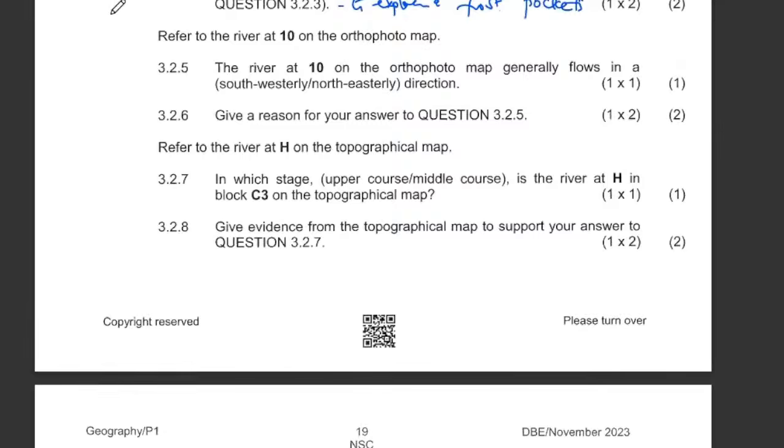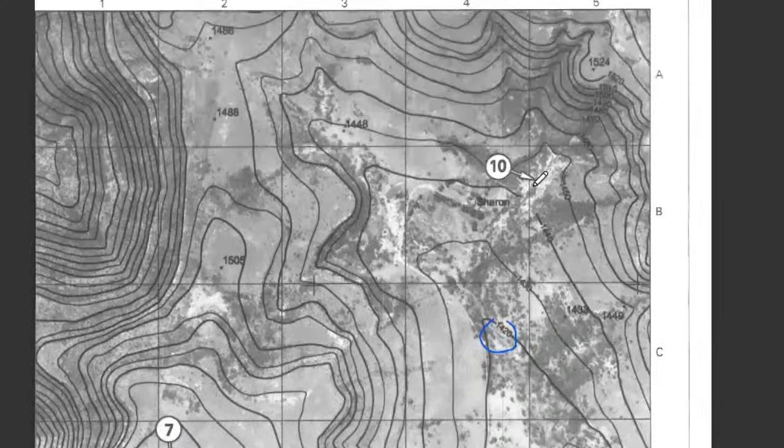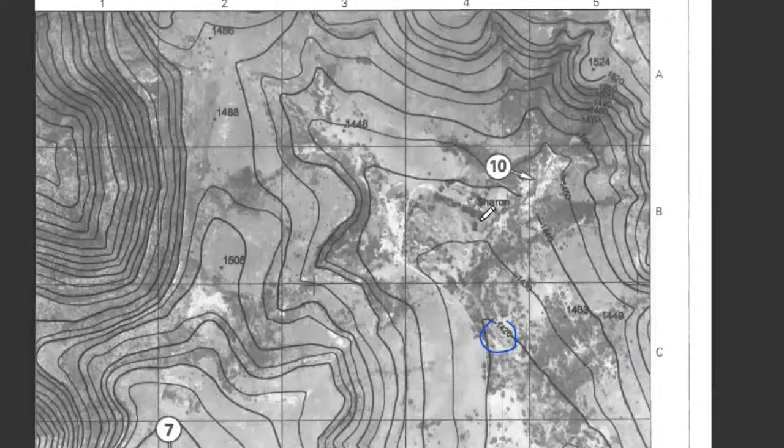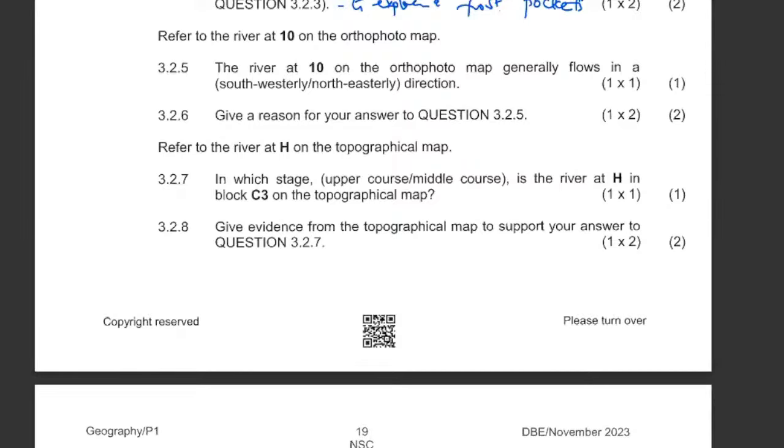Refer to the river at 10 on the orthophoto map. We'll come to the orthophoto map. 10 is here. Okay, and this is a river here. First question is, the river at 10 on the map is generally flowing in which direction? Let's check. When you look at 10 here, the contour lines are indicating that it is 1520, 1510, 1500, 1490, meaning that here is higher and here is lower. And we know that rivers can't climb the mountain, but they flow down the mountain. Therefore, when you look at that direction, it is the southwesterly direction. Give a reason for your answer. Contour lines decrease southwesterly, which indicates that the river is also decreasing southwesterly.